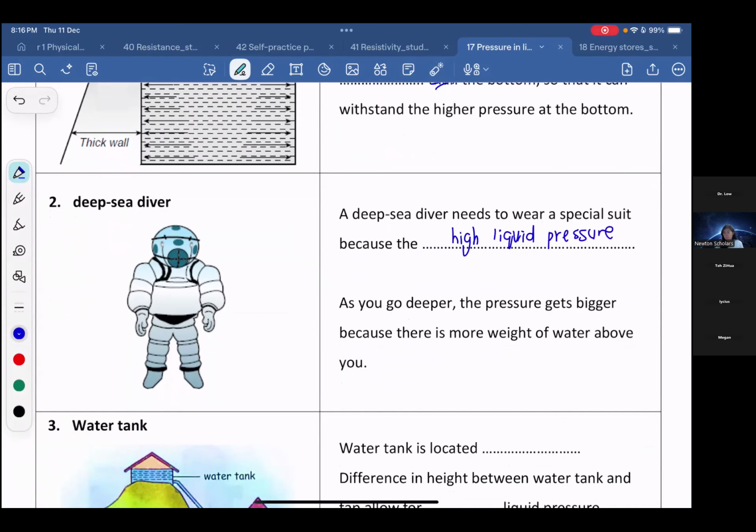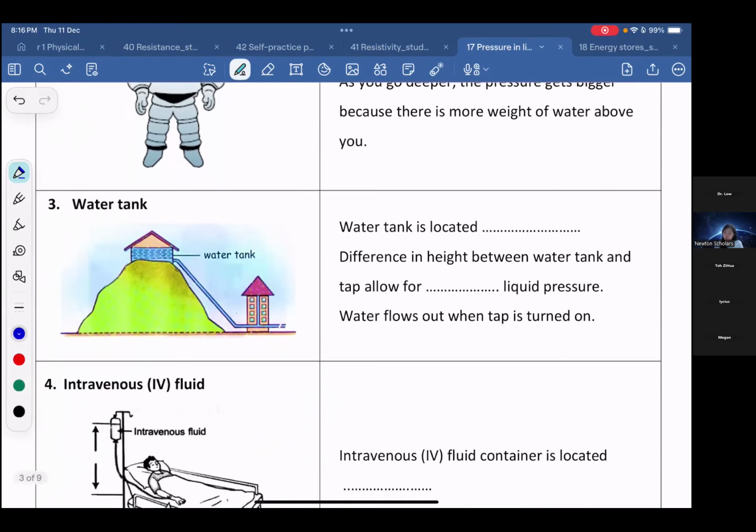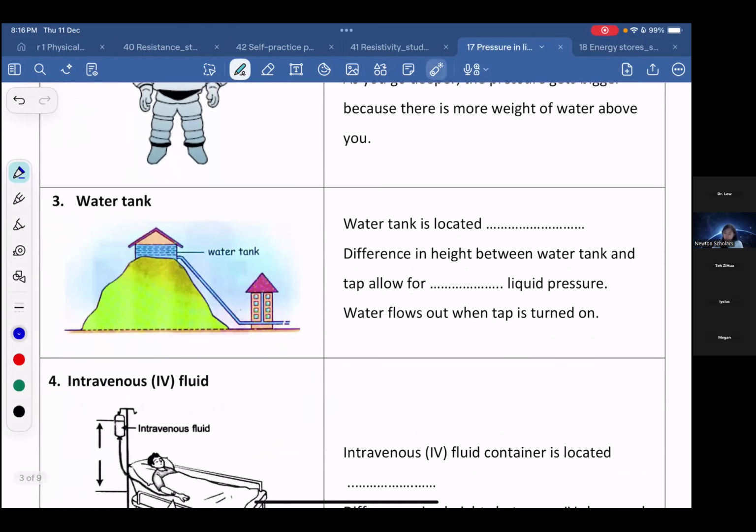Okay, pressure will get bigger because there is more weight of water acting above you. So we need to wear a special suit, we cannot wear just our swimming suit. Okay, then next, the water tank. The water tank will be placed at a higher location.